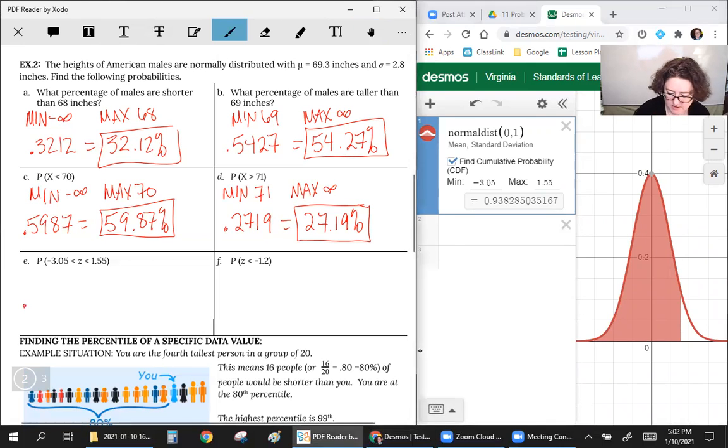So the decimal is 0.9383 if we're rounding, so 93.83%.